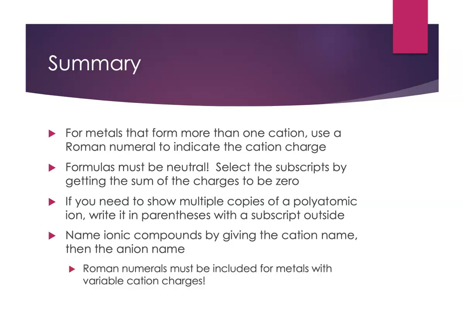And we don't want that. Of course, we don't want that. So if there's supposed to be a Roman numeral, make sure it's included. But if it's a group 1 metal or a group 2 metal or silver or zinc or aluminum, no Roman numeral. You have to remember that. So, do lots of practice problems. You're going to get this.